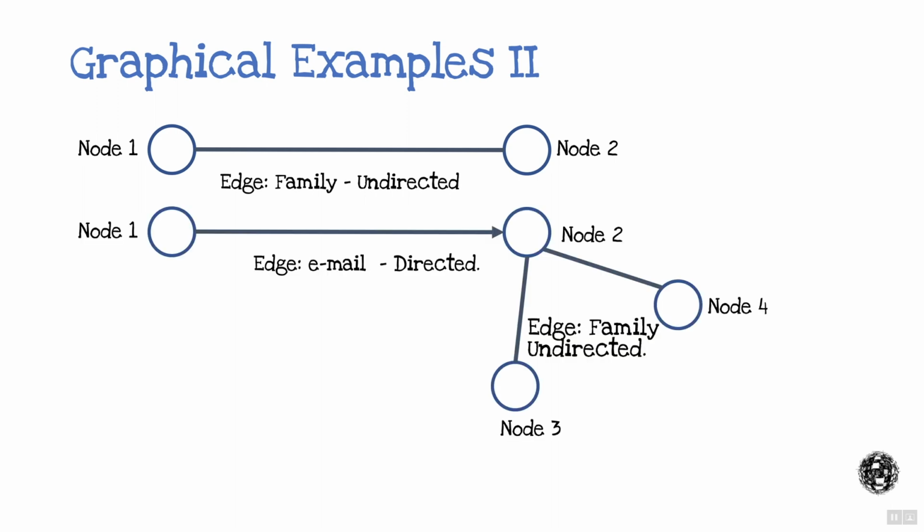The final one is a mix. So we've got node 1, which has emailed node 2, which is directed, and then node 2 has links to node 3 and node 4, which essentially are family members, and that's undirected. So you can see here it's a mixed event that's taken place, directed and undirected, and you stipulate this in the upload process. We'll see that later on, so just park that in the back of your mind.